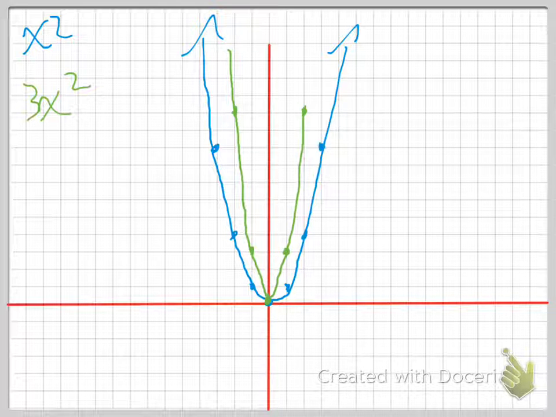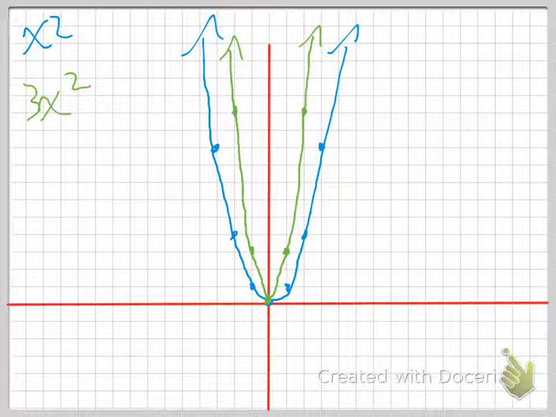So what happened when I multiply it by a whole number? It shrunk. It got skinnier. That is beautiful. What do you think is going to happen if I multiply it by a fraction? It's going to be wide. It's going to stretch. Small numbers give me big fat graphs. Big numbers give me little skinny graphs.